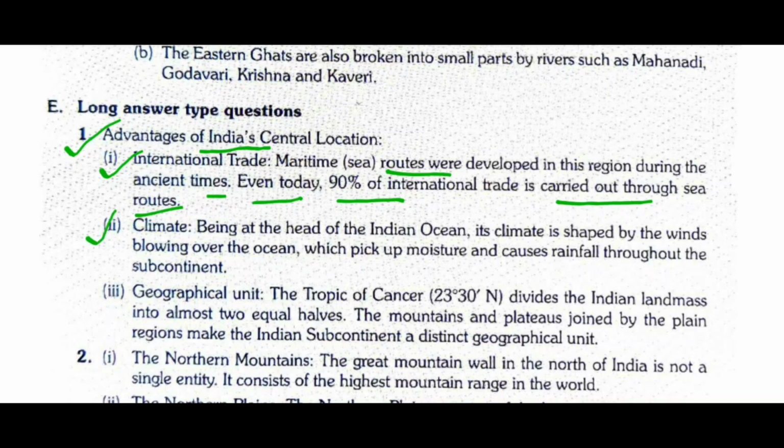Second, climate. Being at the head of the Indian Ocean, its climate is shaped by the winds blowing over the ocean, which pick up moisture and cause rainfall throughout the subcontinent. Third, geographical unit. The Tropic of Cancer divides the Indian landmass into almost two equal halves. The mountains and plateau joined by the plain region make the Indian subcontinent a distinct geographical unit.